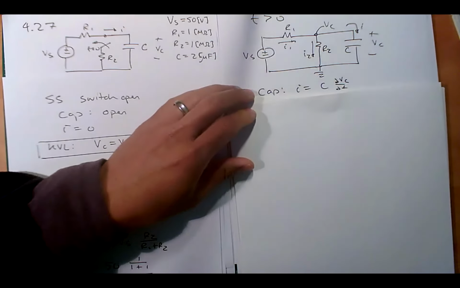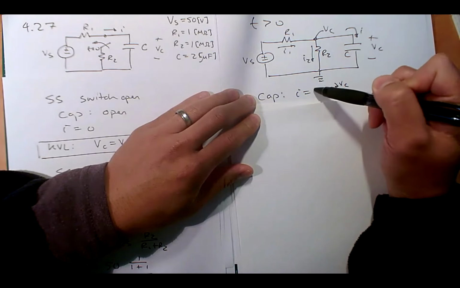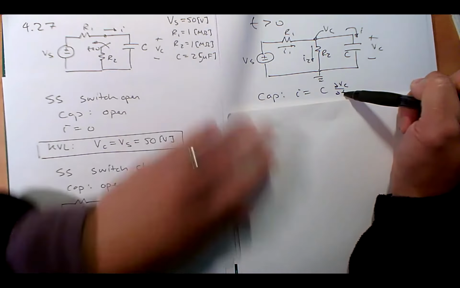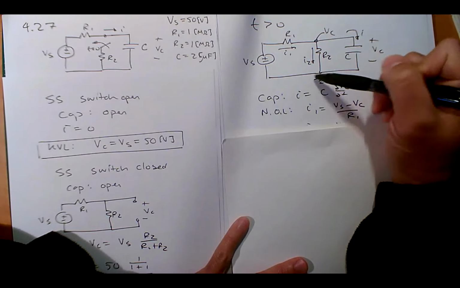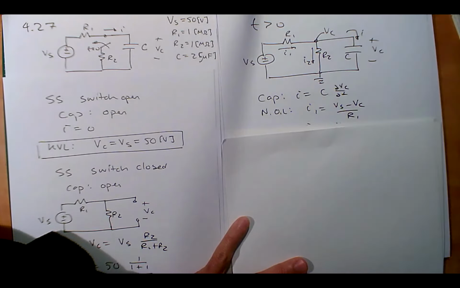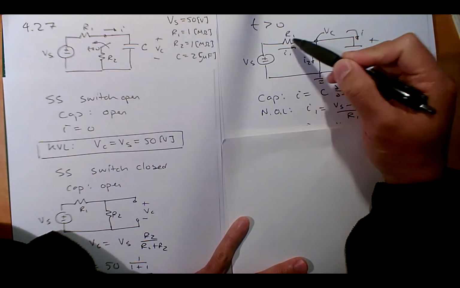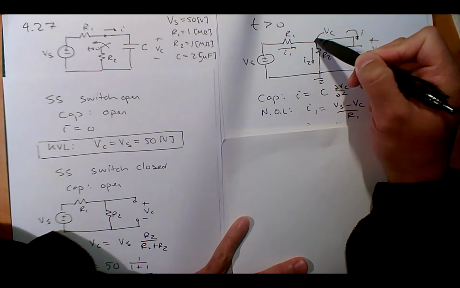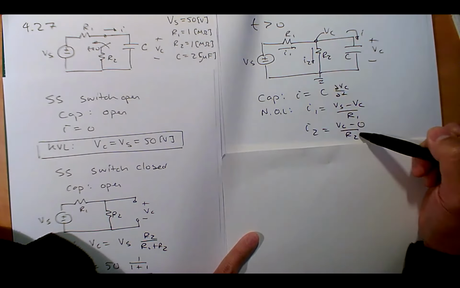So in this case, what is it? Well, we have to be careful. We have I going into the positive terminal, so the positive I equals C dVC dt. Good. What else do we have? We have maybe a nodal Ohm's law. And by coincidence, if we put a ground here, this node is VC. So this I1 is VS minus VC over R1. And this nodal Ohm's law here is VC minus 0 over R2 for that current. Good. That's what I have here.